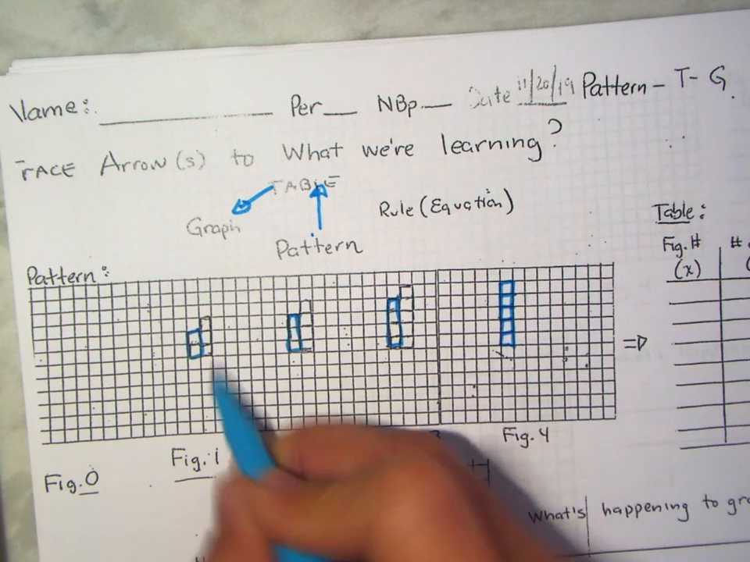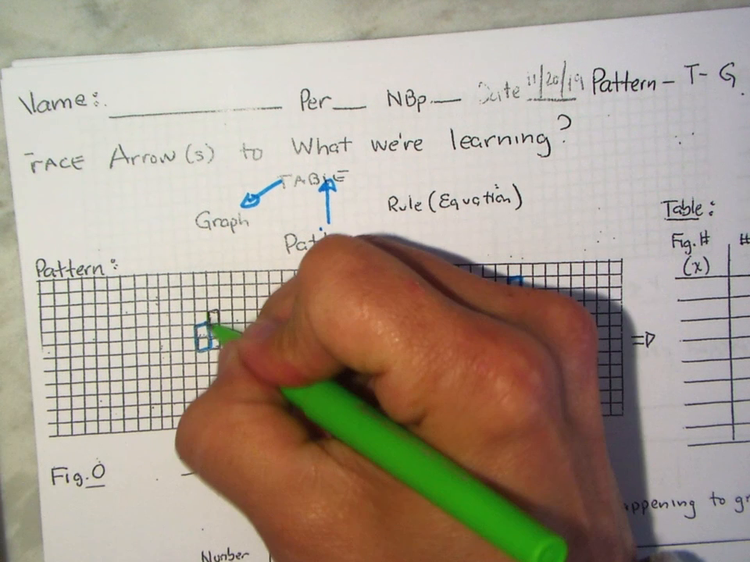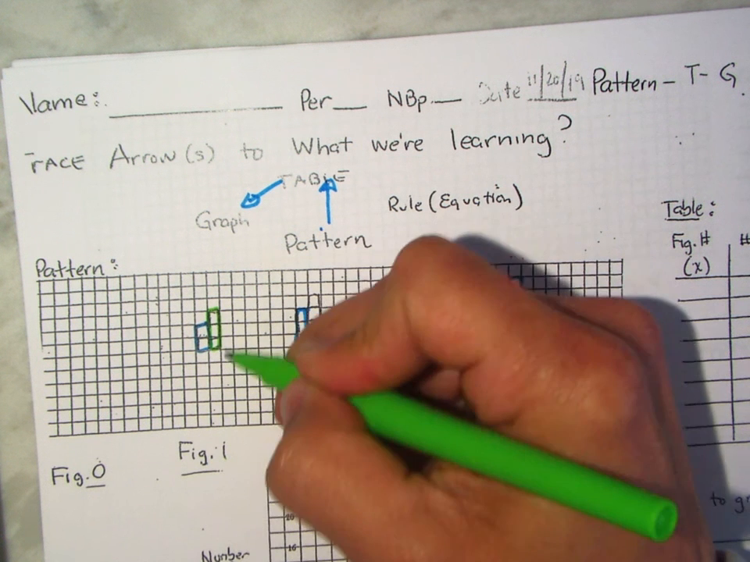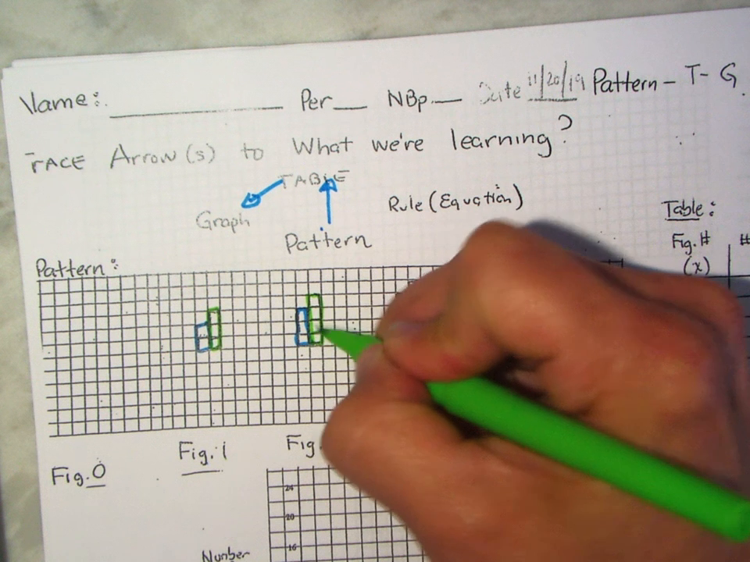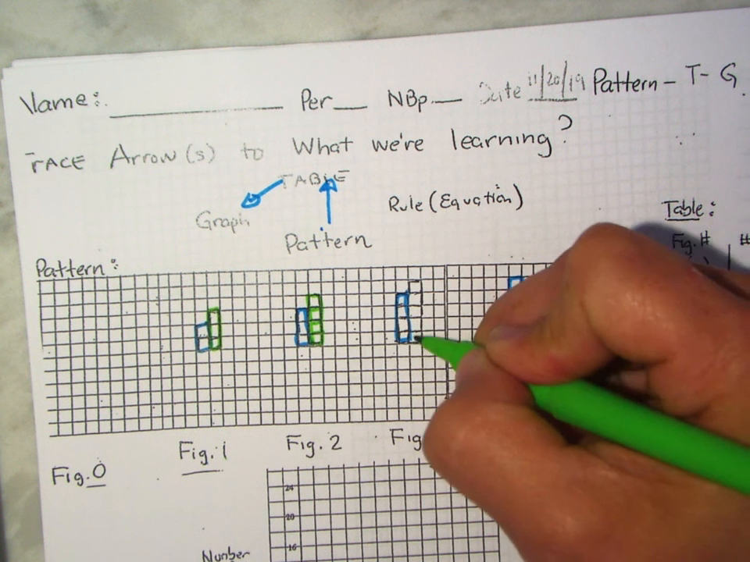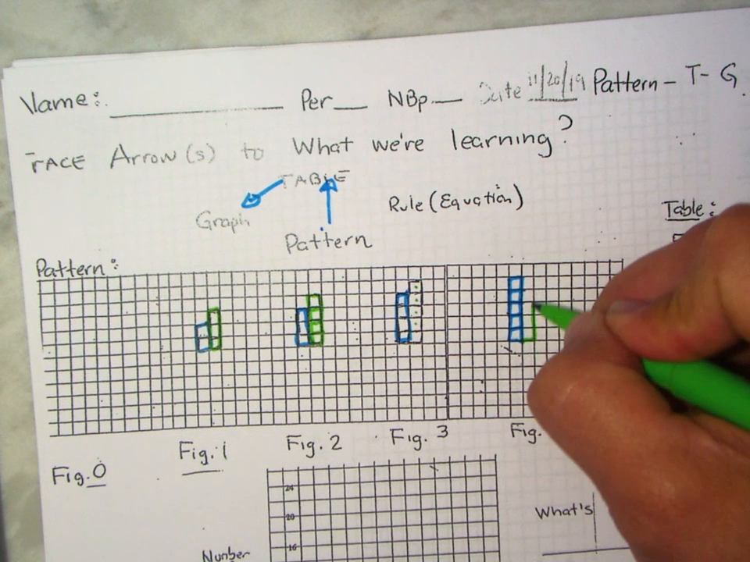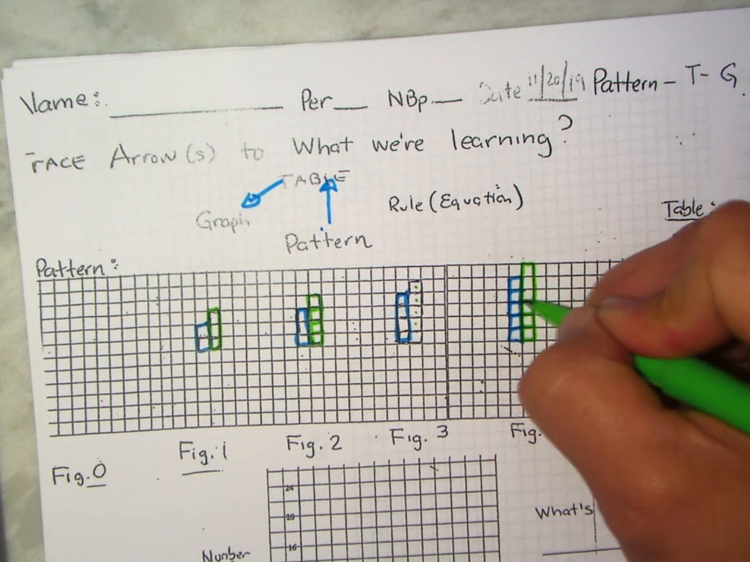And then for this one, because they're kind of separated, there's 3 for figure 1. For figure 2, there's 4. And for figure 3, there's 1, 2, 3, 4, 5. And then this one's going to be 6. So what did we do?